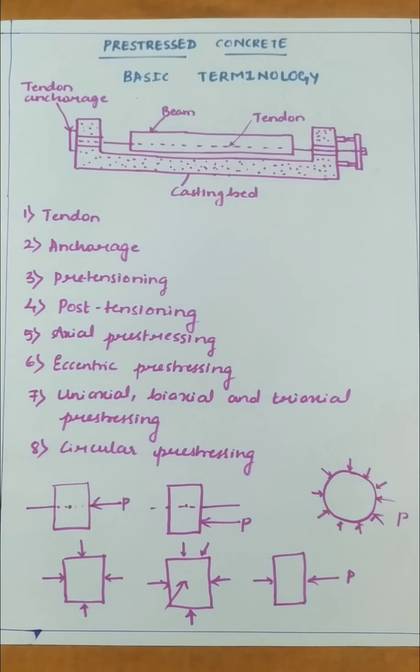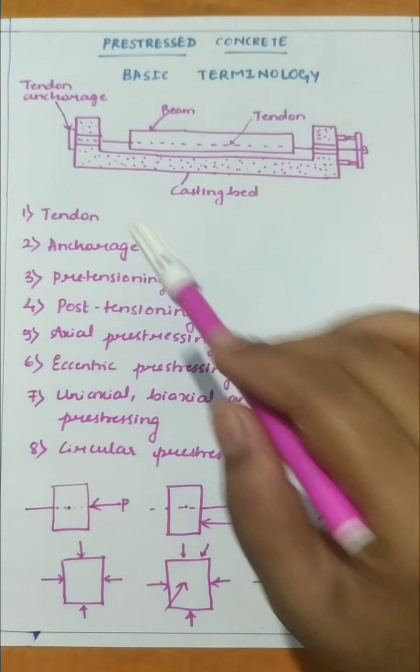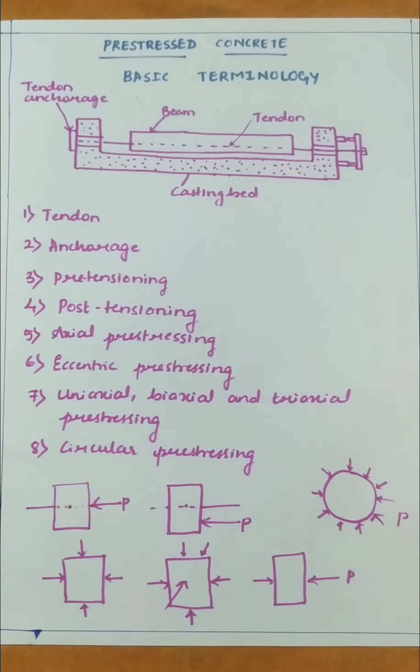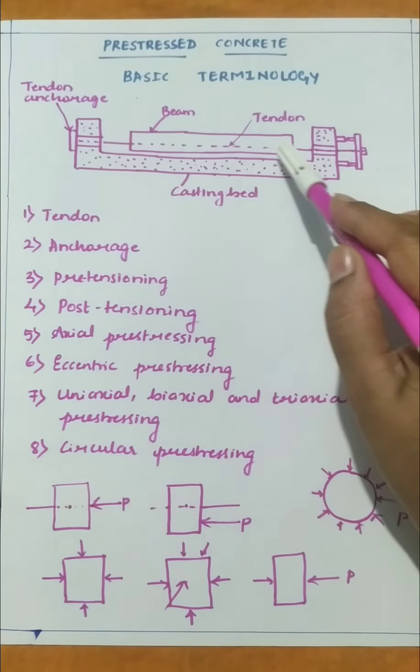First, let us understand what is a tendon. A tendon is a stretched element which is used in a concrete member of a structure to impart the pre-stress to the concrete. Generally, high tensile steel wires, bars, cables, or strands are used as tendons. So this is a tendon.